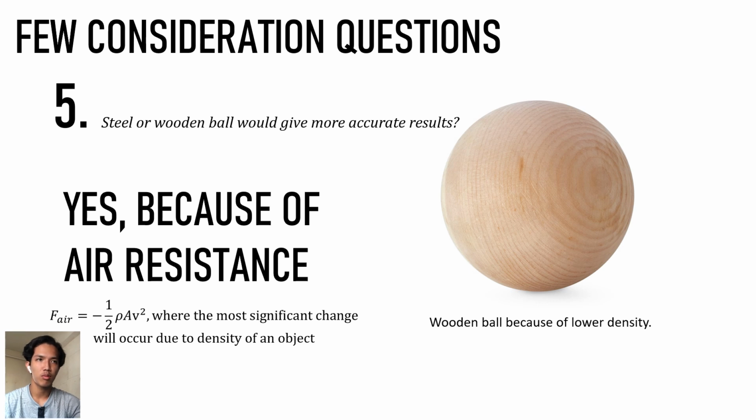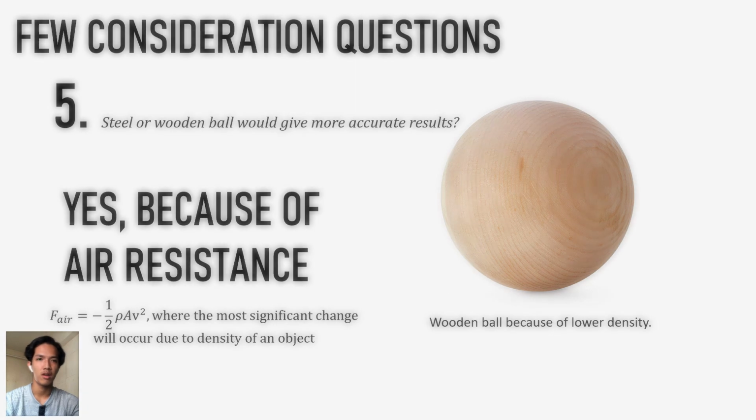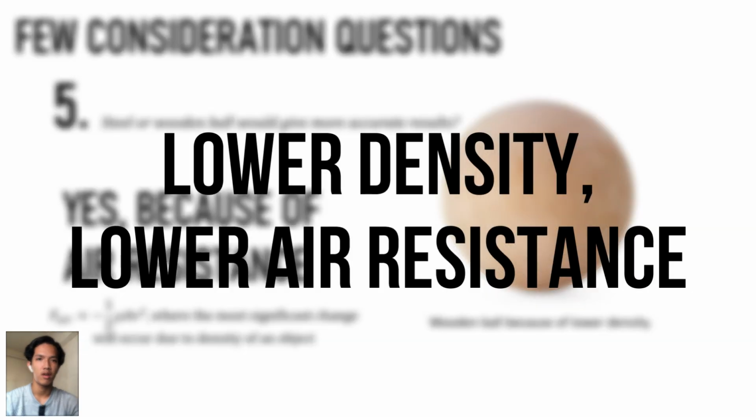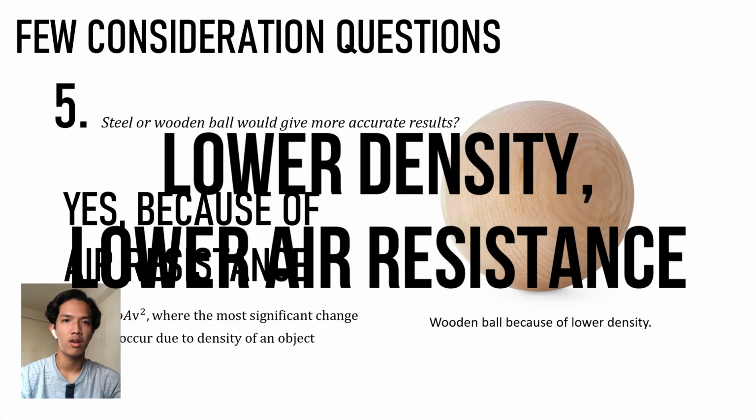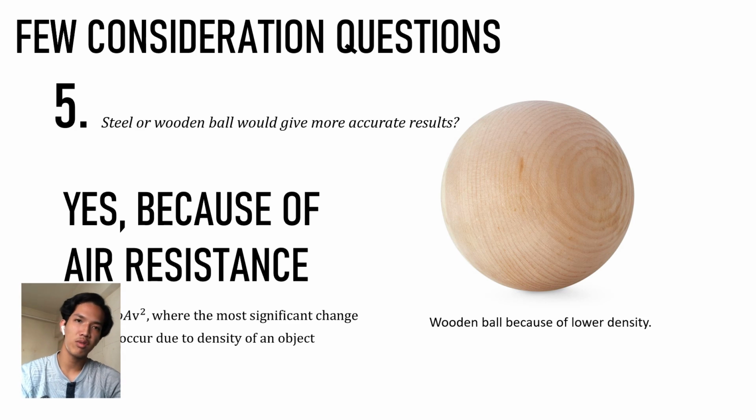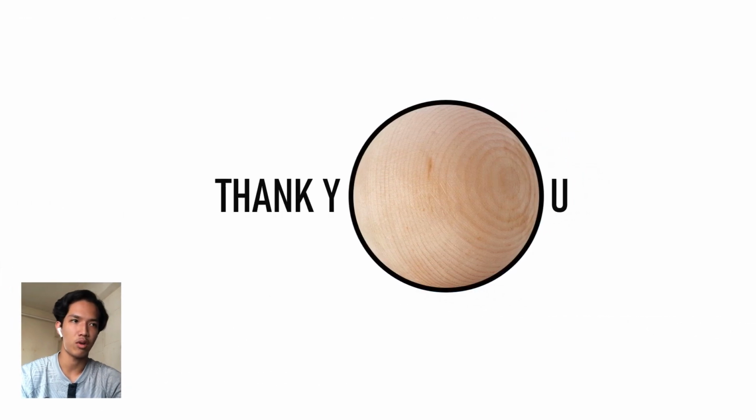So, the explanation for question 4: will a steel or wooden ball give more accurate results? For me, with consideration of the formula F equals -1/2 rho A v squared, the wooden ball will give more accurate results because it has a lower mass, which indicates it has a lower density. With lower density, it means lower air resistance. Assuming that we use the same volume of the ball.